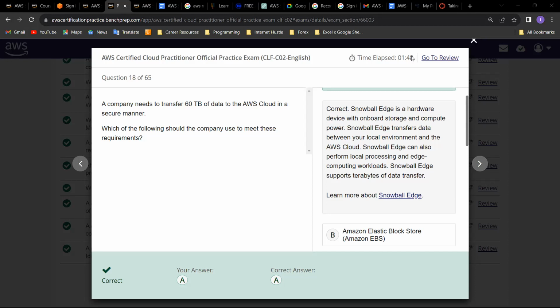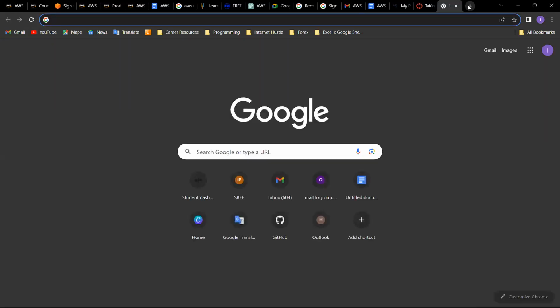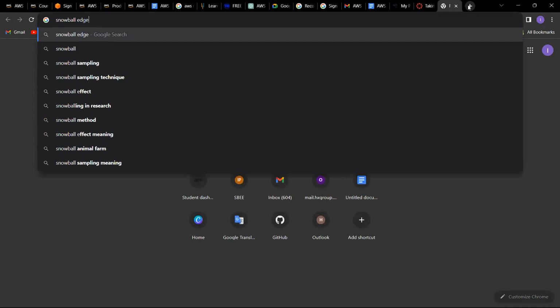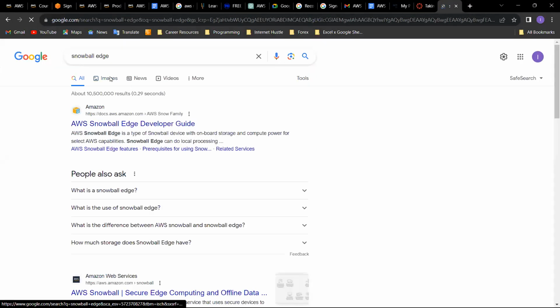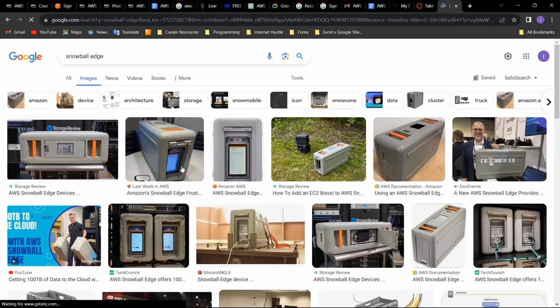Isaac. Yeah. Shall I Google it to see the device in a picture? So this is how it looks. Are you supposed to connect this to your network, right? Yes, you connect this to your network and then transfer the data onto it, and then you ship it back to them.